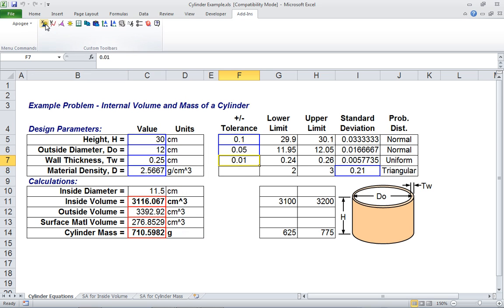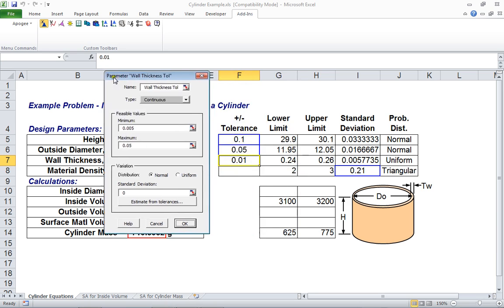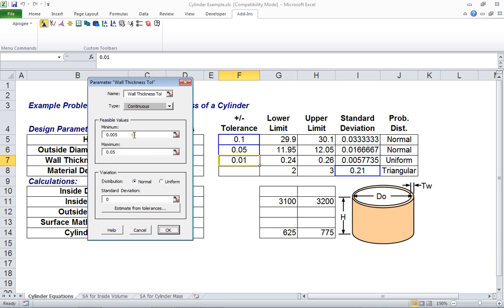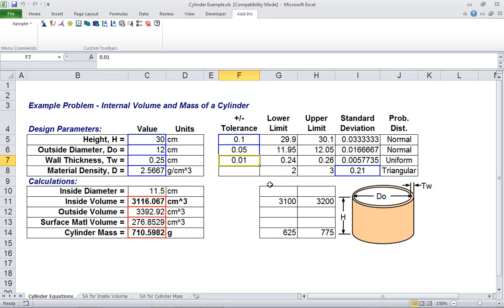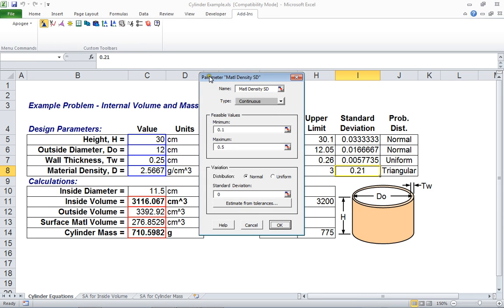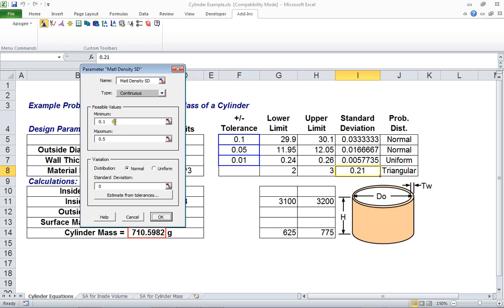The wall thickness has a feasible range from 0.005 to 0.05. And then our final X parameter will be the standard deviation for the material itself, about the mean of 2.5667. And in this case, a minimum of 0.1 up to a maximum of 0.5 would be an acceptable standard deviation range for this particular parameter.